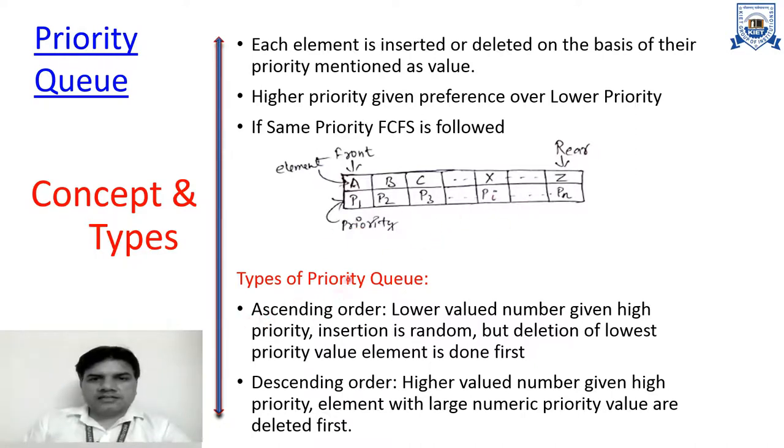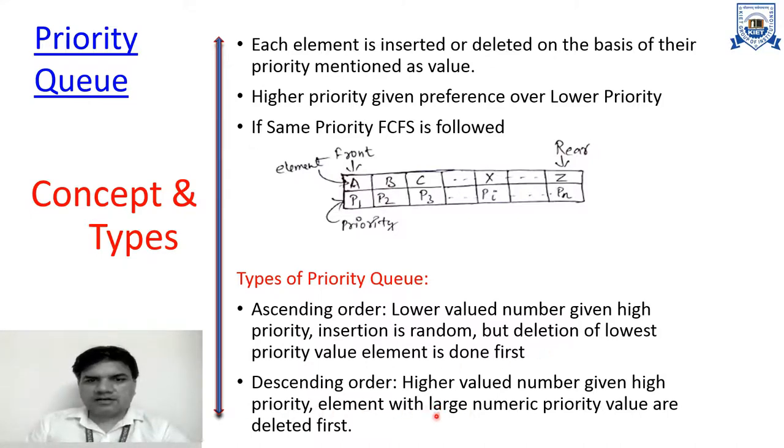So on the basis of this concept only, we can have types of priority queue. One is called ascending order, where lower valued number is given the higher priority, just like this example. And although we insert the data at random, after that we arrange the data in such a way that the priority is maintained. So highest priority element comes at the front. So in that case, deletion becomes very easy. So the lowest value number being highest priority value comes at the front, and deletion of that element is done first.